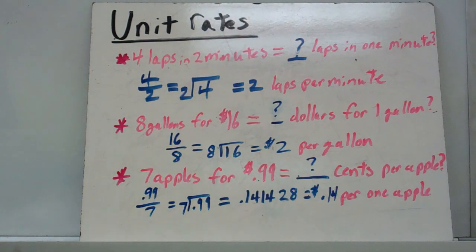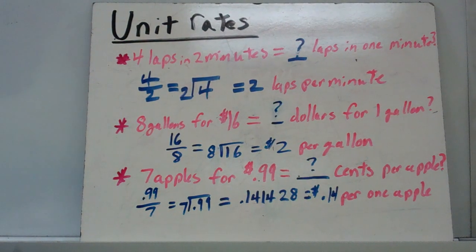Now when we talk about unit rates, we want to know how much for just one. So if someone runs 4 laps in 2 minutes, how many laps can they run in 1 minute? Here we're going to do a little division. We take the number of laps and divide that by the number of minutes recorded. In this case it's 4 divided by 2, which we know is 2, so it is 2 laps per minute.